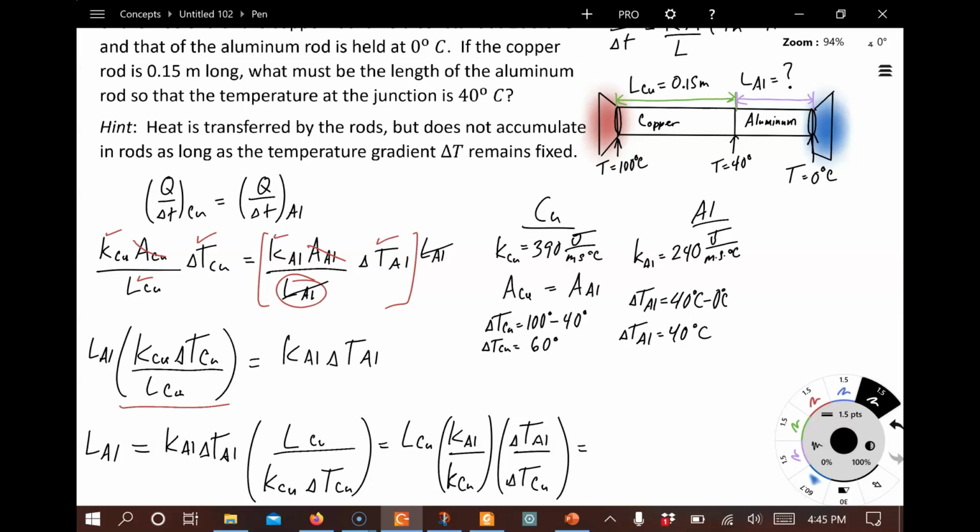So here we have the length of the copper, which is given as 0.15 meters. And then we're going to take the aluminum divided by the copper thermal conductivity, so aluminum 240. I can ignore the units again because they're going to cancel. And of course, notice that the units are Celsius, so we are having degrees in Celsius, which is proper for that. And the delta T aluminum divided by delta T copper, aluminum, it's 40. Again, I can ignore the units because it's the same. They cancel. And for the copper, it's 60.